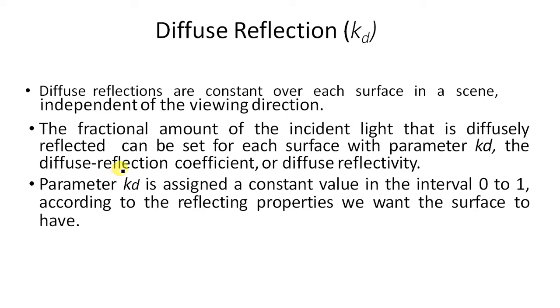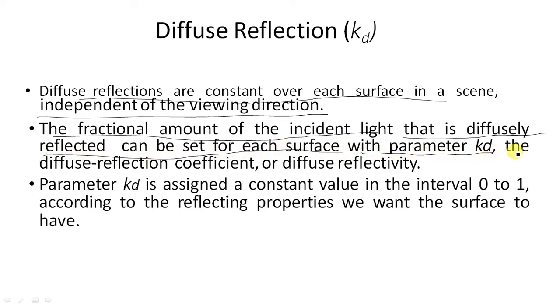Basically, diffuse reflections are constant over each surface in a scene, which means they are independent of the viewing direction. So we can say that diffuse reflection is independent of our viewing direction. The fractional amount of the incident light that can be diffusely reflected can be set for each surface with the parameter kd, the diffuse reflection coefficient or diffuse reflectivity.